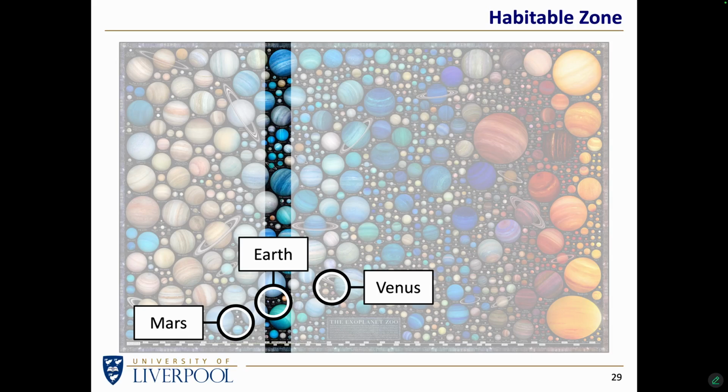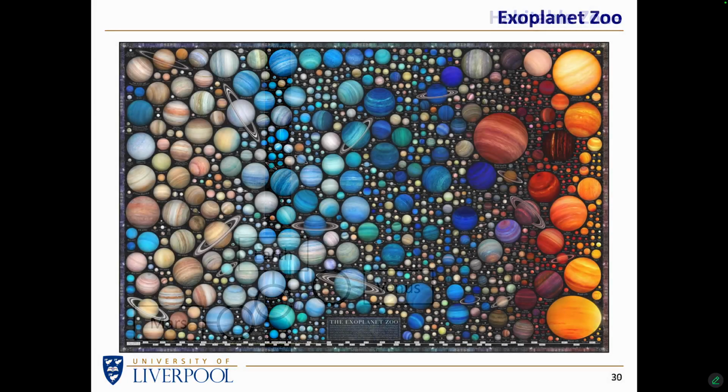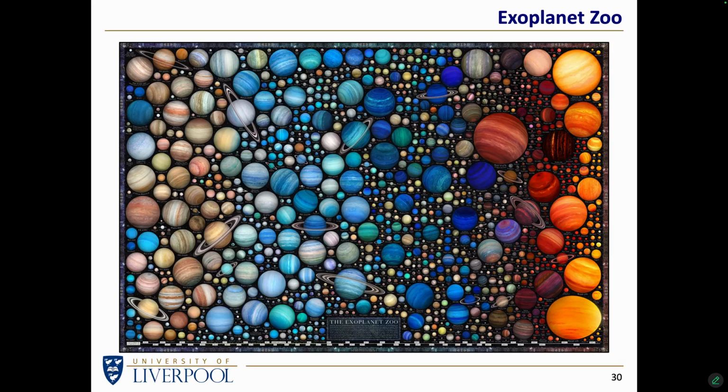Now, maybe liquid water isn't required for life, but it is a very good start. So that's why a lot of people are concentrating their effort on looking at exoplanets that happen to be in that relatively narrow temperature range. Let's have a brief look at some of these other exoplanets. Which ones are worth noting?